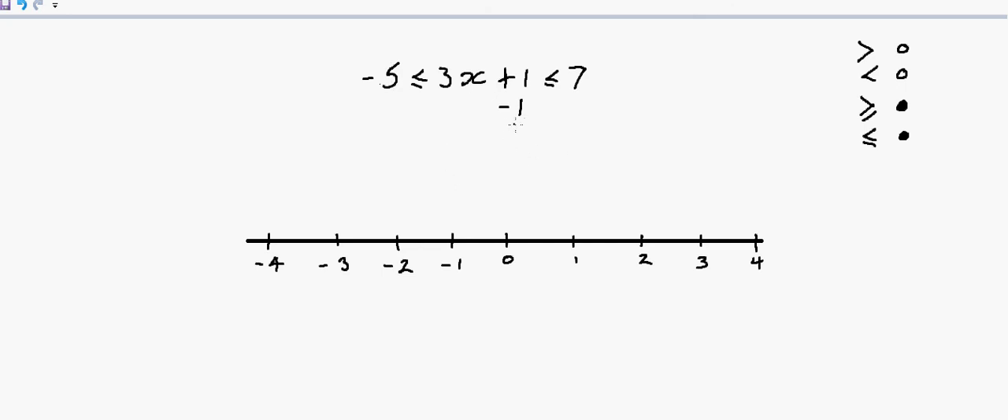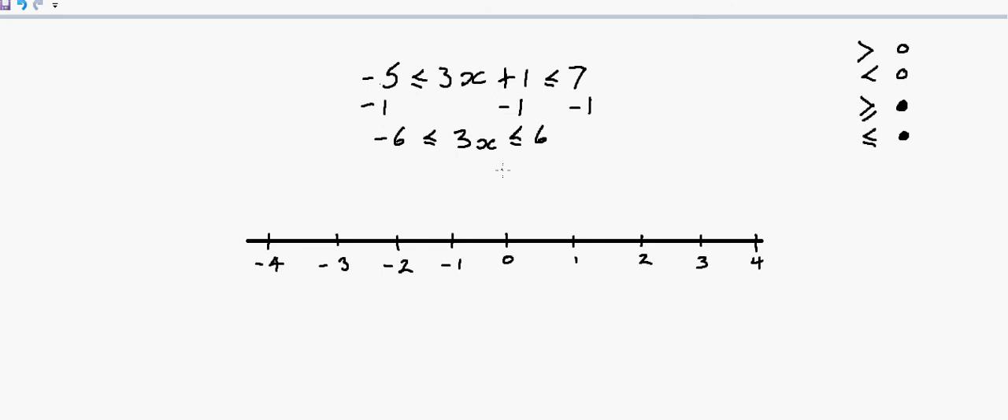So we're going to do the same everywhere. Okay, so we're going to take 1 away here, we're going to take 1 away here, and we're going to take 1 away here. Okay, so -5 -1 gives us -6. Same sign, and we have 3x. Now +1 -1, that disappears. Same sign, and 7 -1 is 6. So now we've got rid of this random 1.